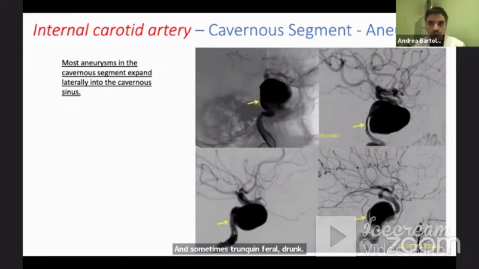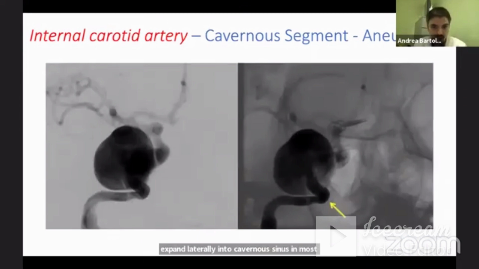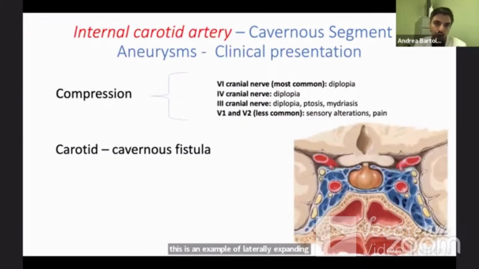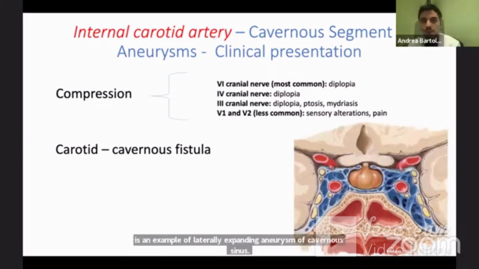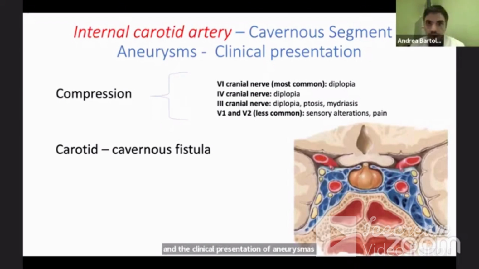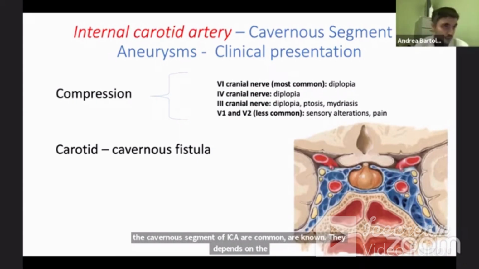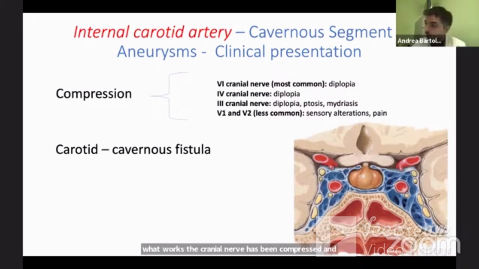The aneurysms of the cavernous segment expand laterally into the cavernous sinus in most cases. This is an example of a laterally expanding aneurysm of the cavernous sinus. The clinical presentation of aneurysms of the cavernous segment of the ICA is known. It depends on which cranial nerve has been compressed, and in case of rupture of cavernous segment ICA aneurysms, we can have a direct carotid cavernous fistula.